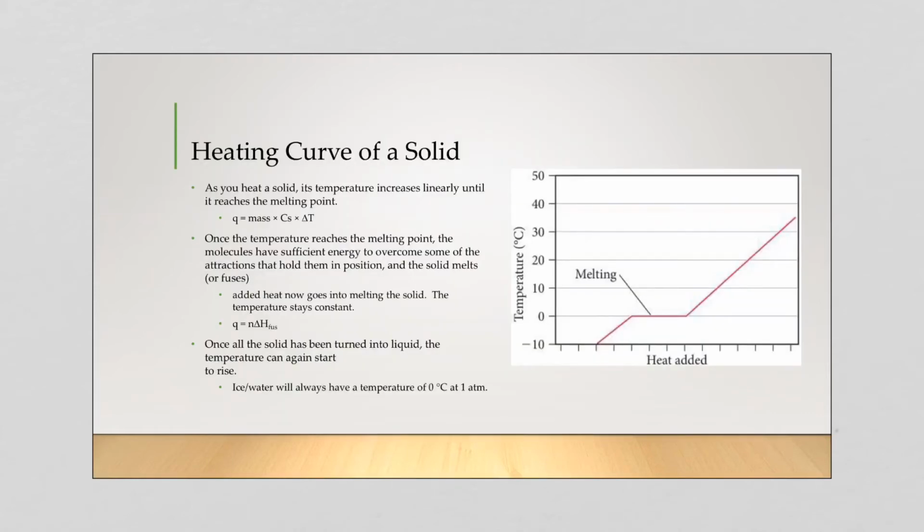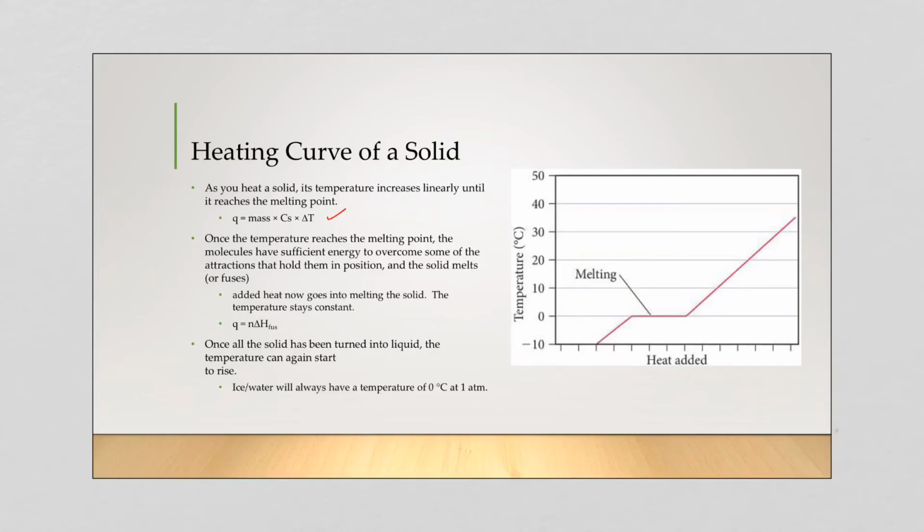Now, previously we looked at a heating curve to look at the boiling or the vaporization process. Well, here we can look at a similar heating curve to look at the melting process, where you're starting with a solid here and you're heating it up to melt it. So as you heat it, the temperature again increases linearly until you reach that melting point. And on those diagonals, just like we saw in vaporization, you can use our standard heat equation to calculate how much heat it takes to raise the temperature up to the melting point.